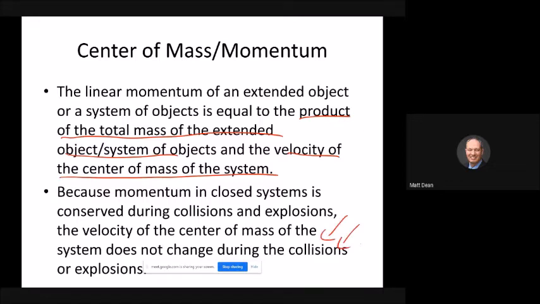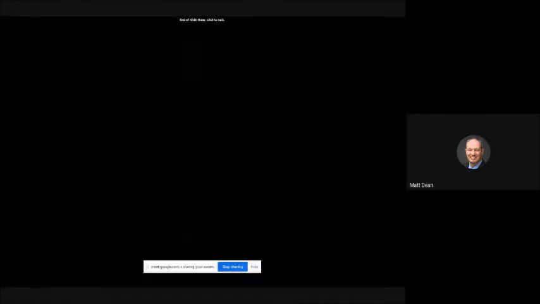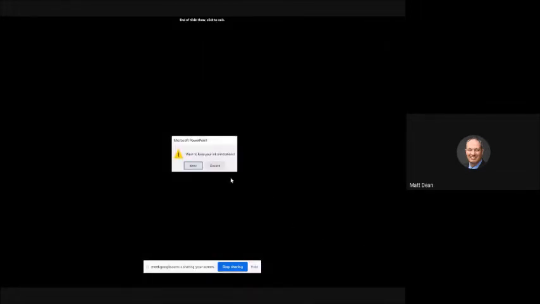Every AP exam lately, they've asked questions about this. We're going to see some multiple choice questions later today. We may even get to an FRQ where they ask about this. So during a collision or explosion, the velocity of the center of mass of the system doesn't change. All right, so let's look at some problems.